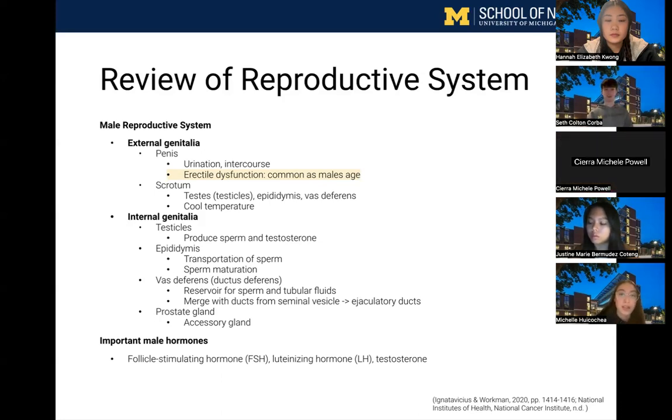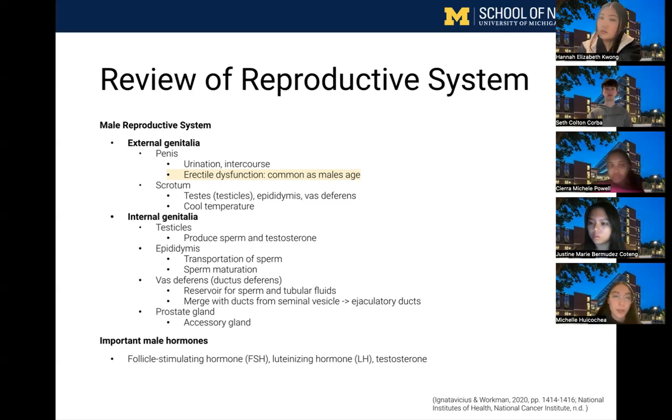The scrotum contains and protects the testes or the testicles, the epididymis, and the vas deferens. The temperature in the scrotum is cooler than the temperature in the abdominal cavity. This is because the scrotum is located outside of the body, and a cooler temperature is needed for the testicles to produce sperm. So the internal genitalia includes the testicles, the epididymis, the vas deferens, also known as the ductus deferens, and the prostate gland.